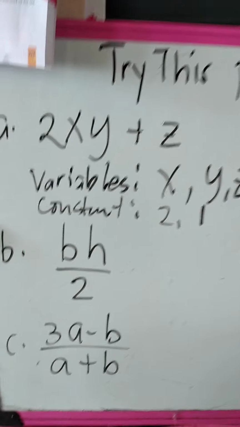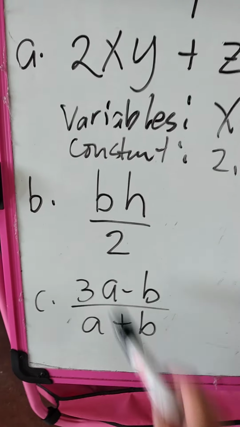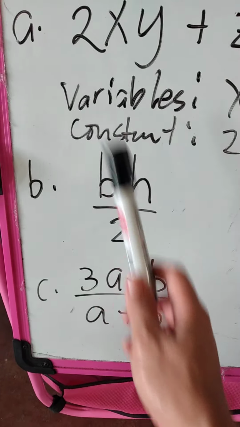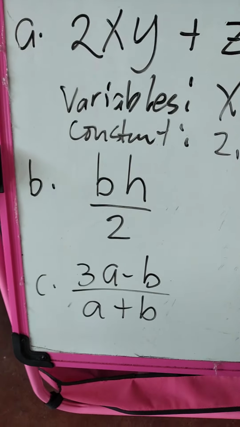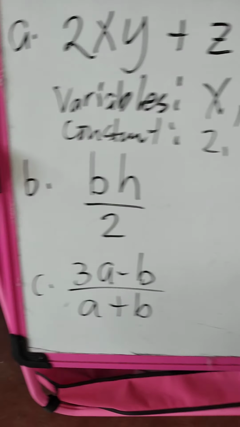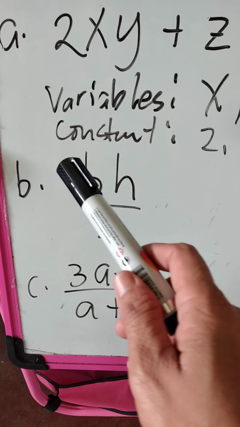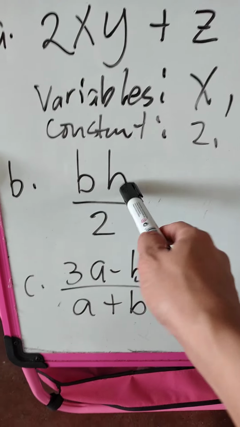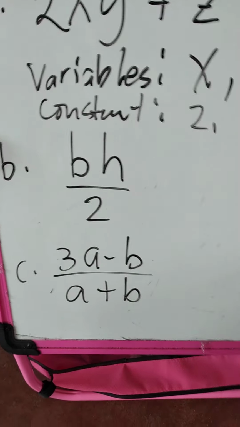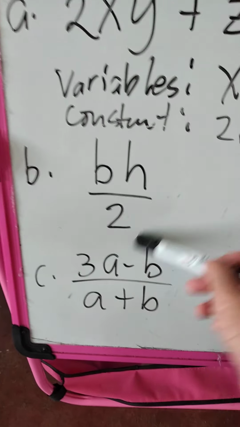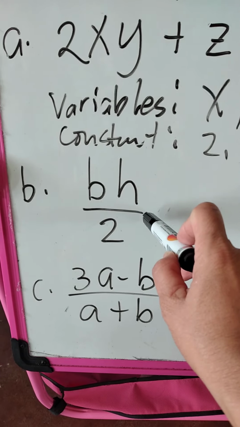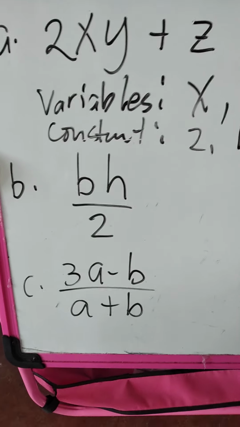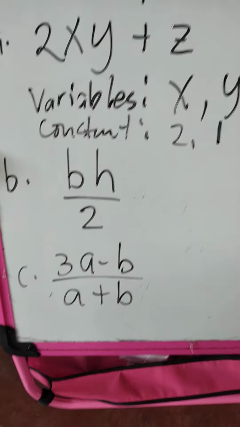and addition between this first term and the second term. Okay? Next, for letter B, the constant is 2, still the same. You've got 1 here, it's understood it's 1BH, it's BH, 1 is the numerical. So 1 and 2, and the operation involved between B and H is multiplication. And between the numerator and the denominator, remember the fraction bar is also a symbol for division. So multiplication and division. Alright, and your variables, of course, are B and H.